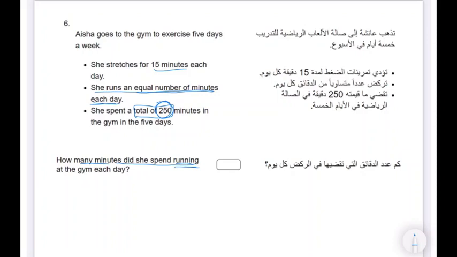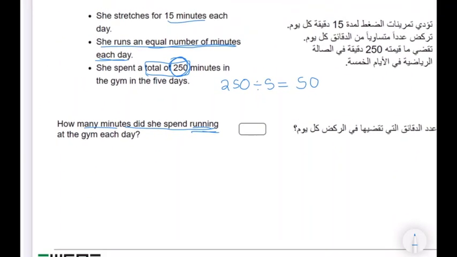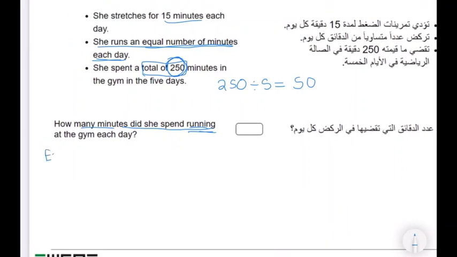So what do we do here? We divide 250 by 5 because 5 days and 250 is the minutes. So 250 divided by 5 is 50. So each day she spent 50 minutes in the gym. Let's write this. Each day Aisha spent 50 minutes in the gym.